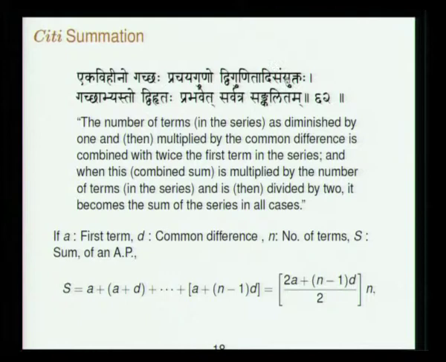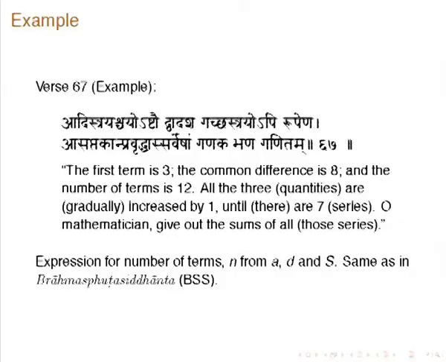So, that is something we already discussed in detail in earlier lectures. He gives an example: the first term is 3, the common difference is 8, the number of terms is 12, and all three quantities are gradually increased by 1 until there are 7 series. So not one, but 7 small sub-problems are there in this. The mathematician wrote the sums of all those series. So, this is the verse.